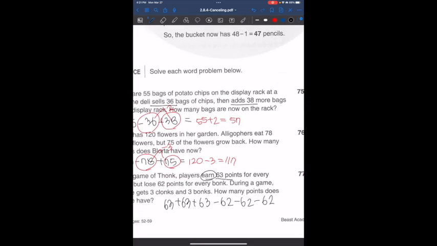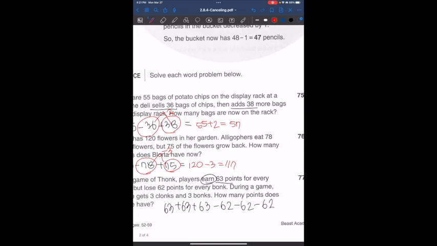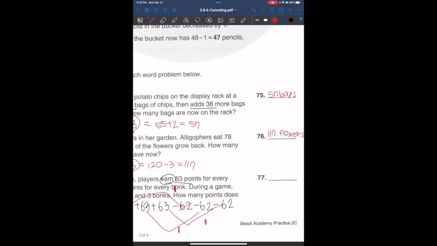And so since we can almost cancel out 3 times, 63 and 62, that's 1. 63 minus 62 is 1, and 63 minus 62 is 1 again. So we basically have 1 plus 1 plus 1, which is 3 points.